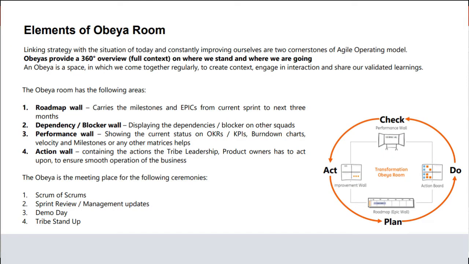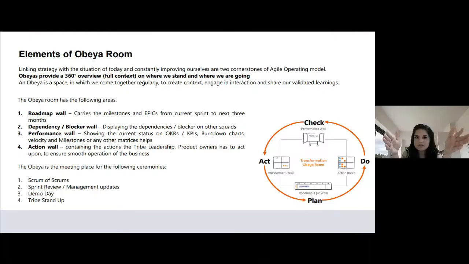Now the fourth slide is elements of Obeya room. So what is contained in an Obeya room? Majorly, we usually have a four-wall room, right? So when you enter a room, Jay, can you see the screen? Elements of Obeya room? Yeah. All right. Yes, sure.